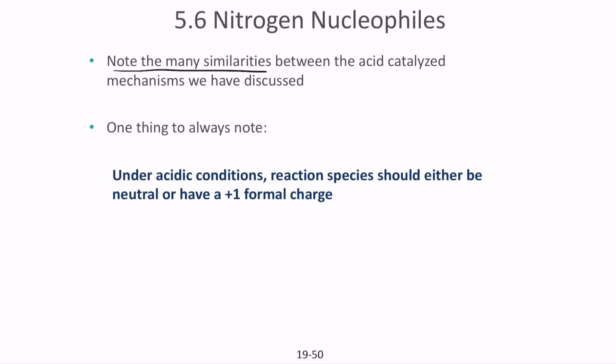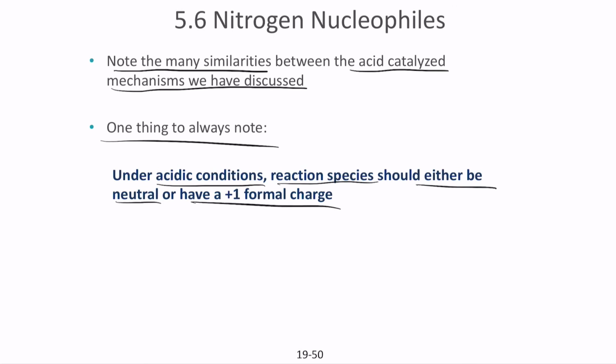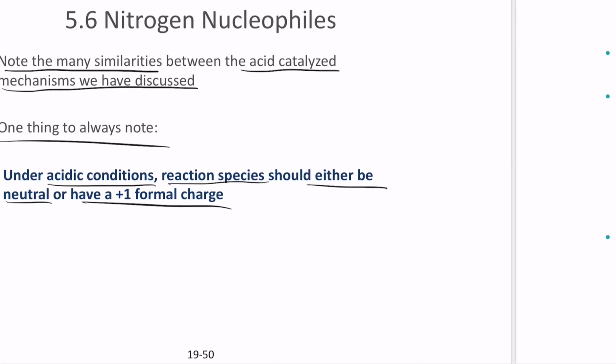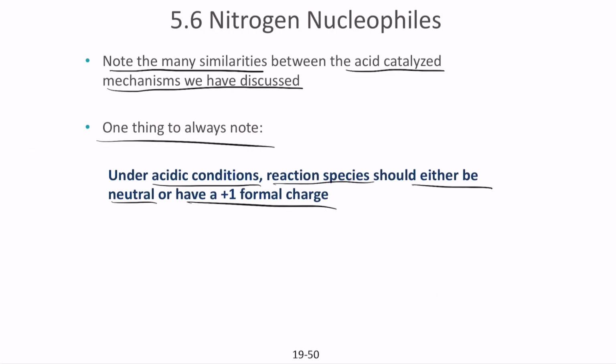Note the many similarities between the acid catalyzed mechanisms that we have discussed here. Always remember that under acidic reactions, the reacting species should either be neutral or have a formal plus charge. If you have a negative charge, it's not going to be an acidic reaction. If it's a positive charge, only then is it an acidic reaction. So with that, we end lecture 1.